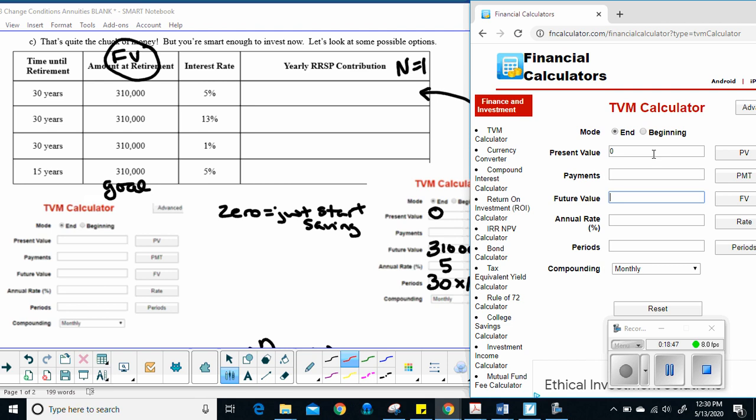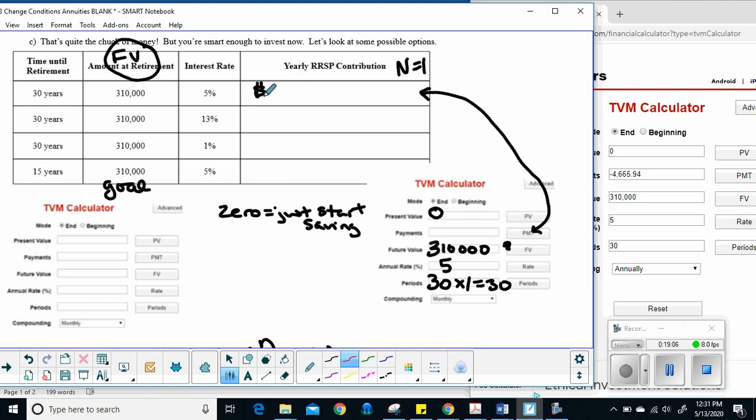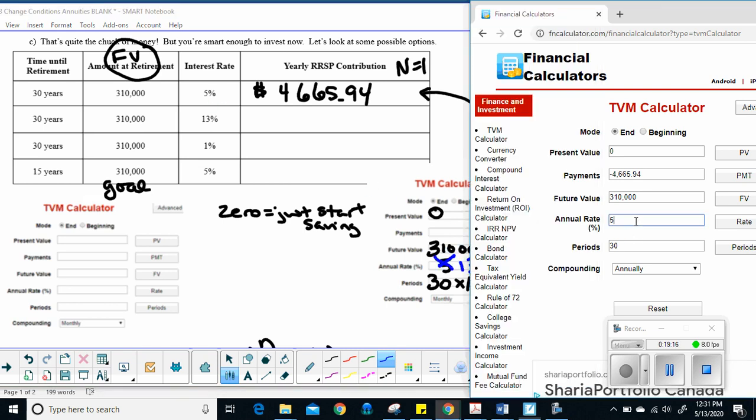So very beginning, we're starting at 0. We need to end at 310,000. I'm telling you an interest rate of 5%, and we're going to be working for 30 years. And now I have to change this to annually because we're only doing this once. Click your PMT, and we need to be saving every year $4,665.94.